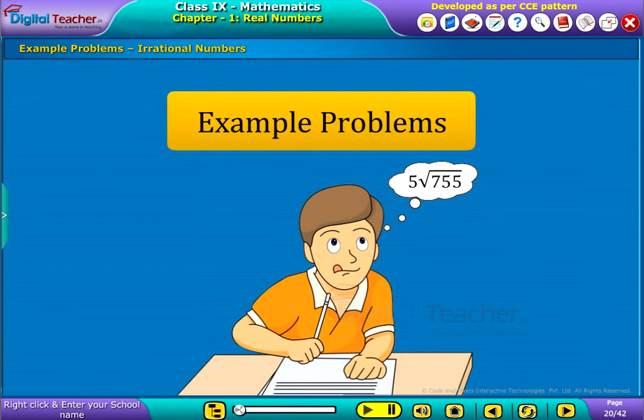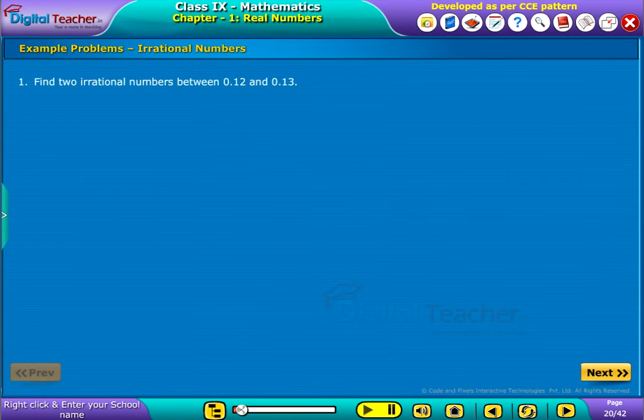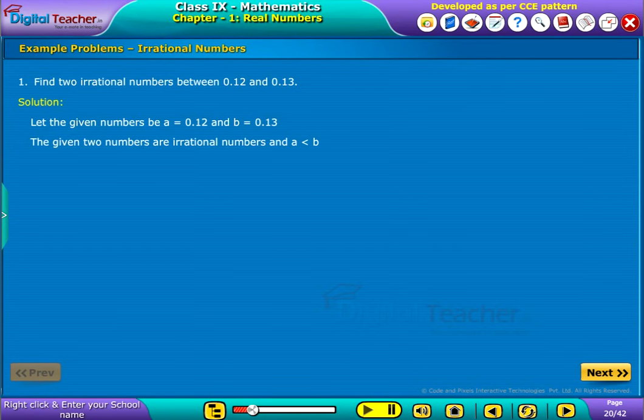Now, let us solve some example problems on irrational numbers. Find two irrational numbers between 0.12 and 0.13. Solution. Let the given numbers be a equal to 0.12 and b equal to 0.13. We observe that a is less than b, since by comparing both the numbers after the decimal point, the first digit is the same in both cases, and the second digit 2 is less than 3.